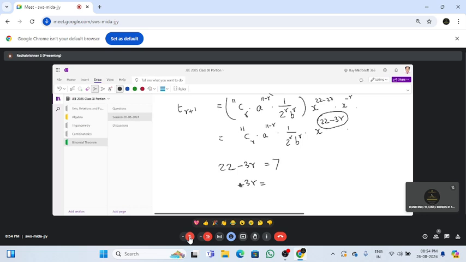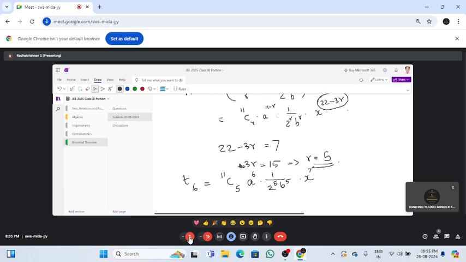3r equal to 15, r equal to 5. Okay, now you put it back. T r plus 1, right? T6 equal to 11C r, a power 11 minus r, 11 minus 5, 1 by 2 power r, b power r, into x power 22 minus 3r, 7. So the sixth term is going to look like this. That is the term that has x power 7. Okay. And that coefficient is this.